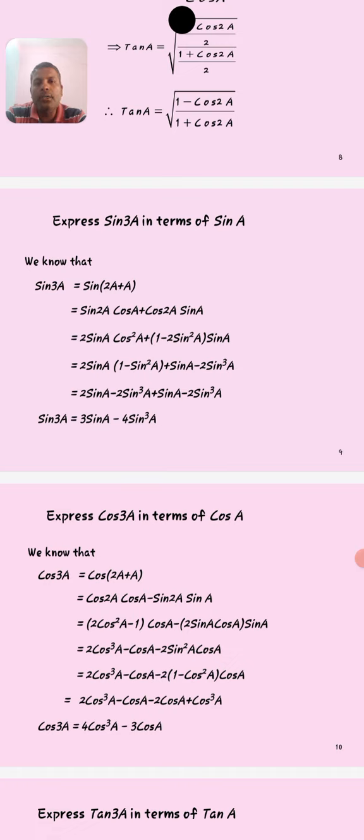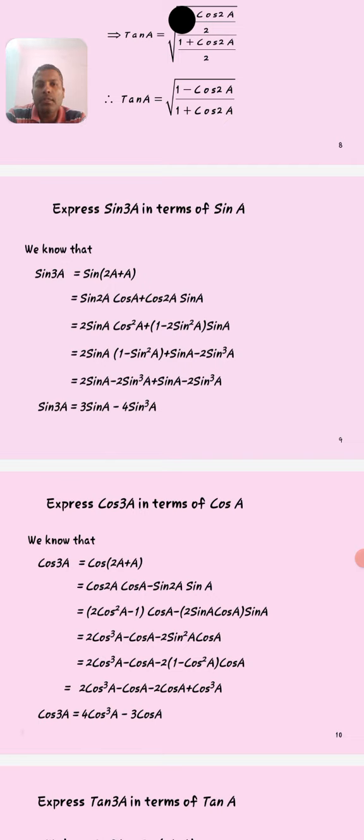Here a represents 2a, b represents a. So we write sin 2a into cos a plus cos 2a into sin a. How to write the sin 2a formula? We know that it is 2 sin a into cos a, so 2 sin a into cos square a. Plus, how to write the cos 2a formula? One formula is there: cos 2a is 1 minus 2 sin square a, into sin a.